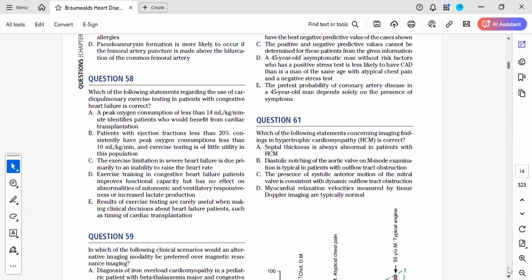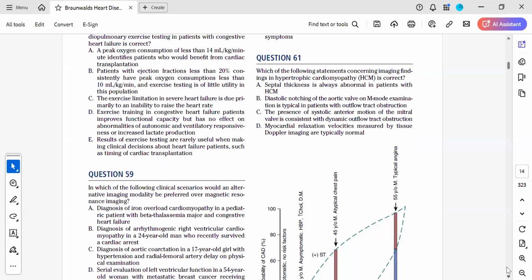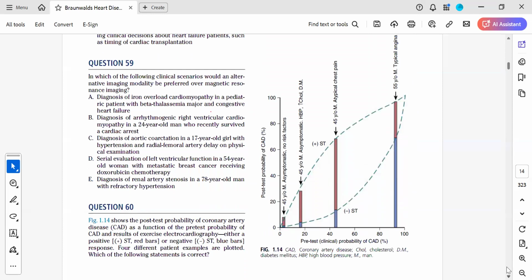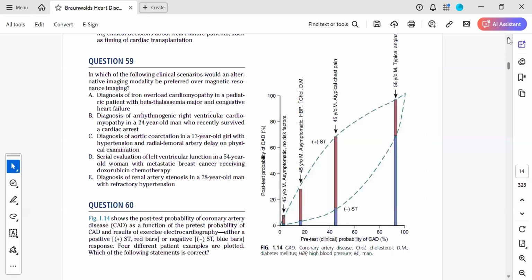So option A is the answer for question 59. Okay, thank you, Dr. Eugene. Thank you. 59, I think, has left.